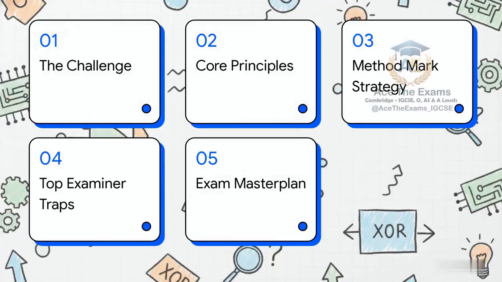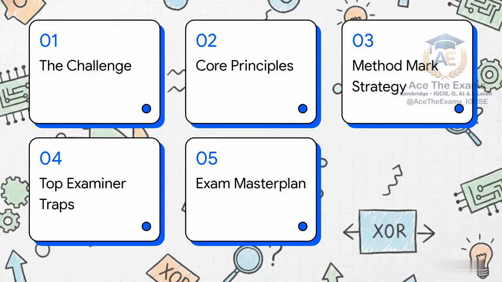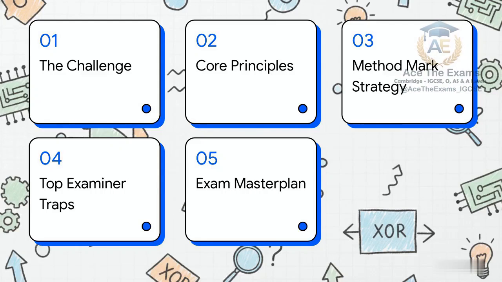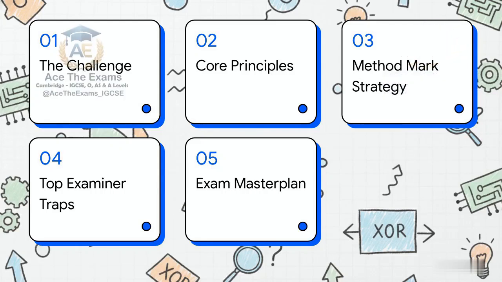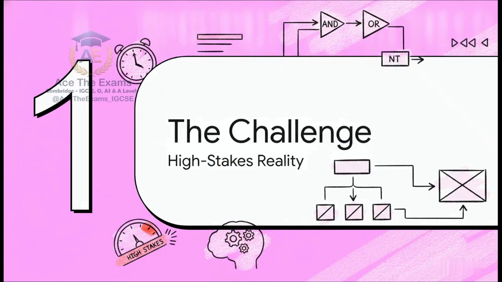Okay, here is the exact roadmap we'll be using today to get you exam ready. We'll kick things off with the logic circuit challenge, then transition into core conceptual principles. After that, we're decoding the method mark strategy, exposing the top 3 examiner traps, and finally, we'll pull it all together into your final exam master plan. Section 1, the logic circuit challenge. Let's dive right into the deep end.